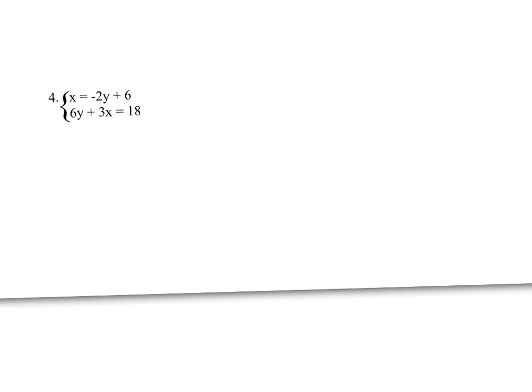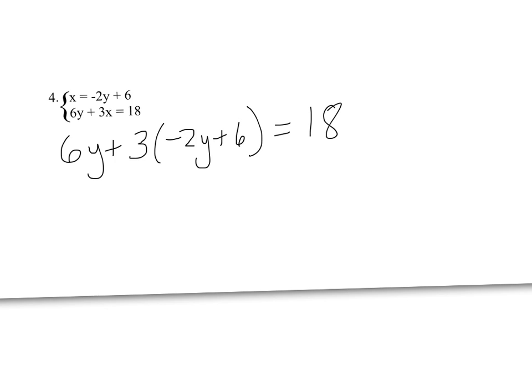All right, so this next one, again, substitution, get a variable alone. There is already a 1 alone, so don't do any moving around. I'm going to take this expression, negative 2y plus 6, and I'm going to put it right there where the x is. So I'm substituting the x with negative 2y plus 6. So it's going to look like this. I'm going to get 6y plus 3, replacing the x with negative 2y plus 6, because the above equation says that x equals negative 2y plus 6. The whole thing equals 18.